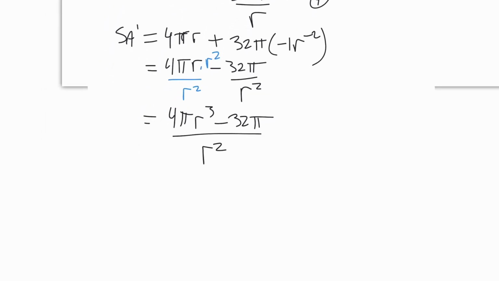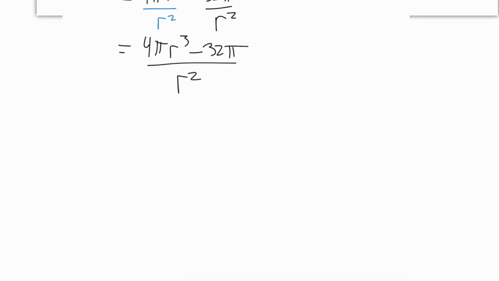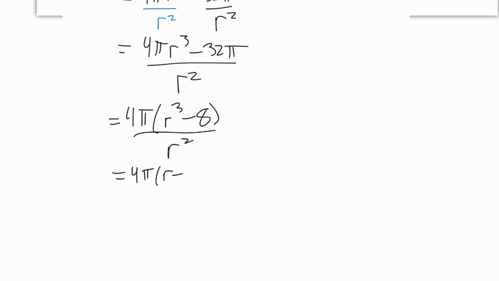So we'll keep on trucking here. This is going to give us 4 pi is in common, r cubed minus 8. And hopefully you remember your difference of cube formula, because it's coming in handy right about now. R minus 2, r squared plus 2r plus 4 over r squared. Alright, so this is our derivative. It's simplified, it's been factored, it's good to go, so we can draw a sign diagram over here.